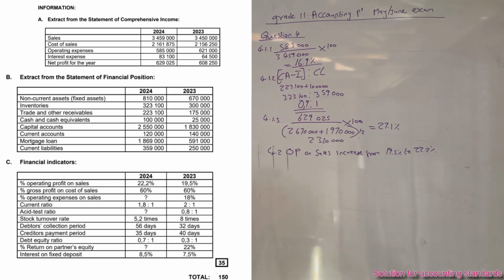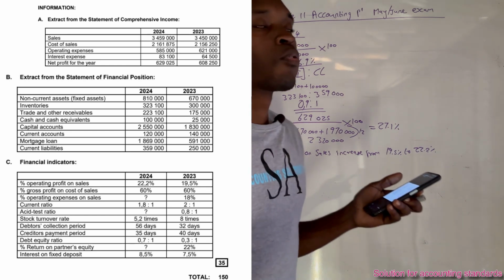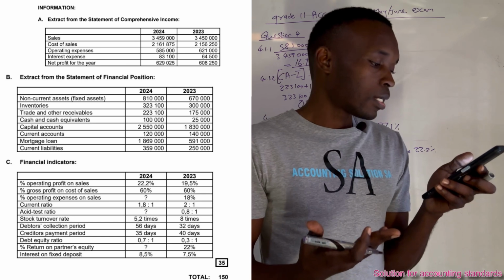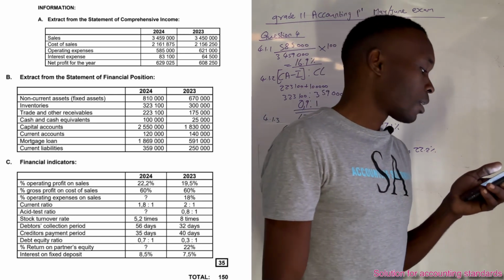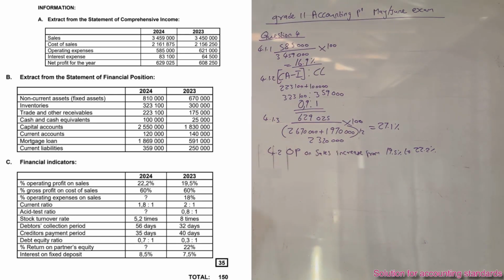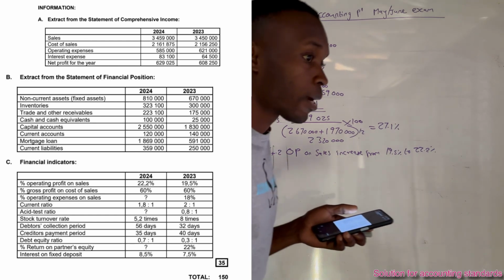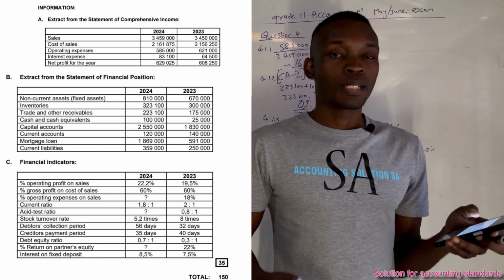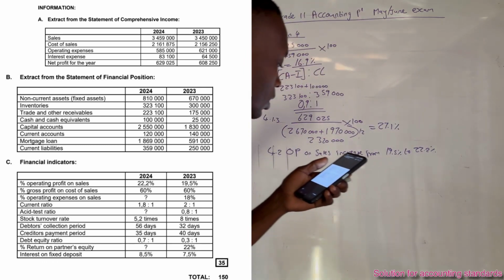But let's take the other one. Gross profit on cost of sales. We can't comment on that one because it remained the same. It was 60% and it goes to 60%. That one is a markup. Sometimes increasing a markup, guys, can be dangerous because if you increase the price, some people might end up not buying your product anymore.